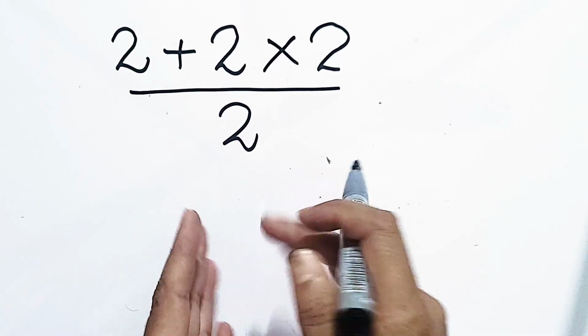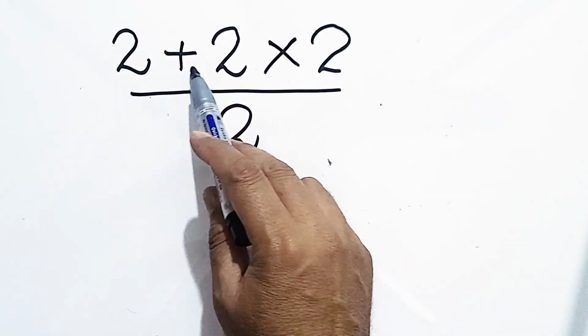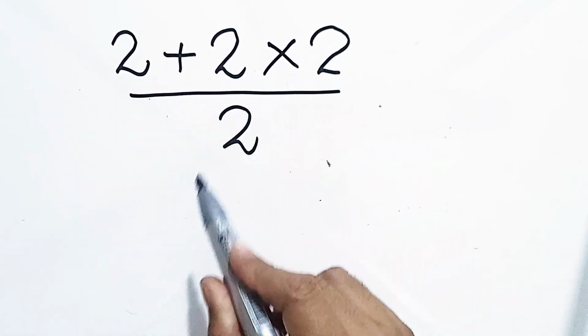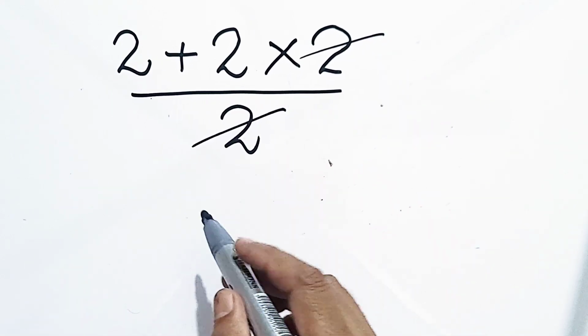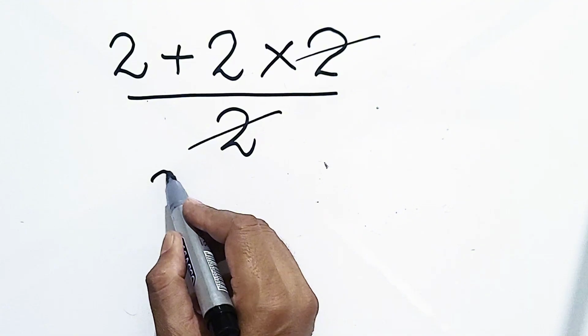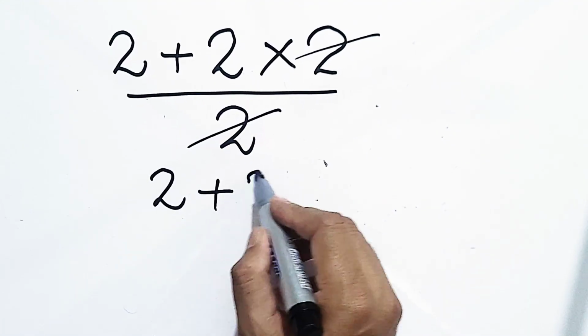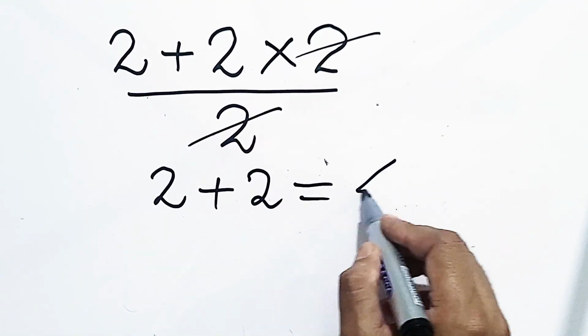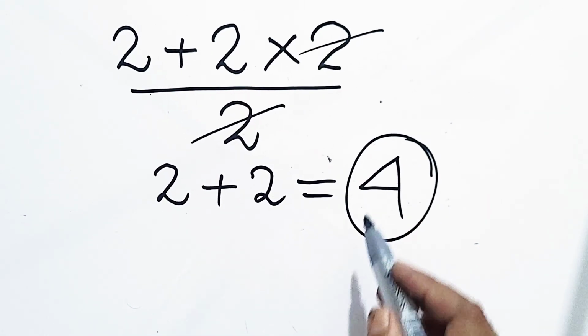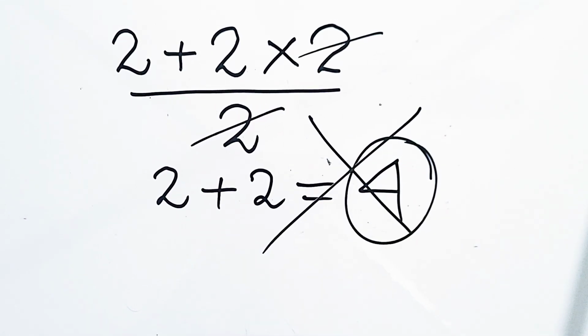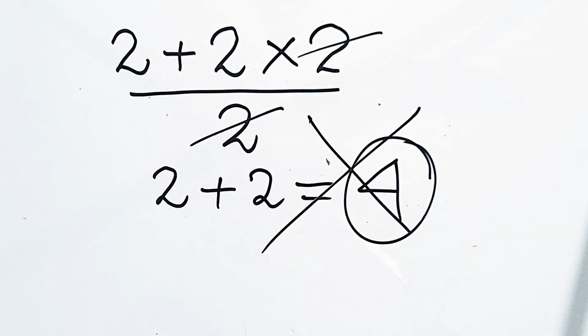Hello, respectable audience. Look at this question: 2 plus 2 times 2 divided by 2. This 2 and this 2 can be cancelled and we will get 2 plus 2, which will be equal to 4. It means 4 will be our answer. But remember that it is not the correct answer.